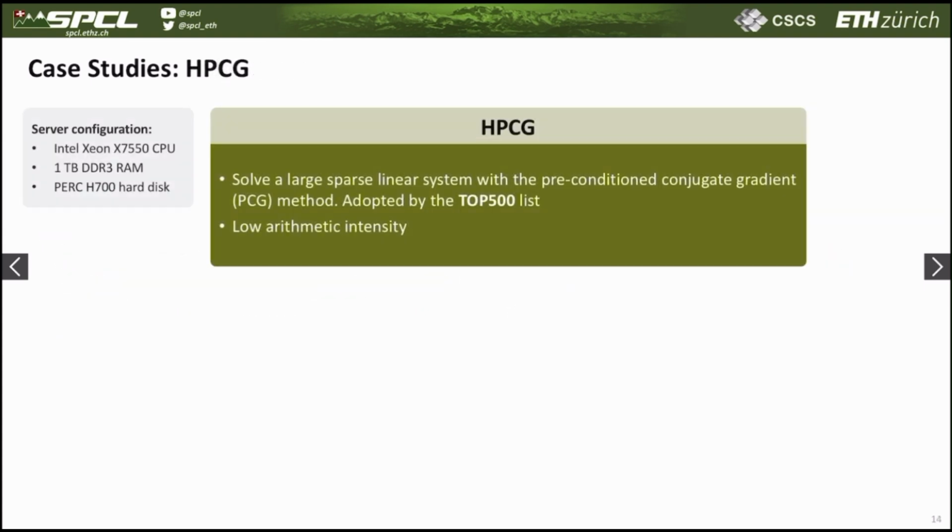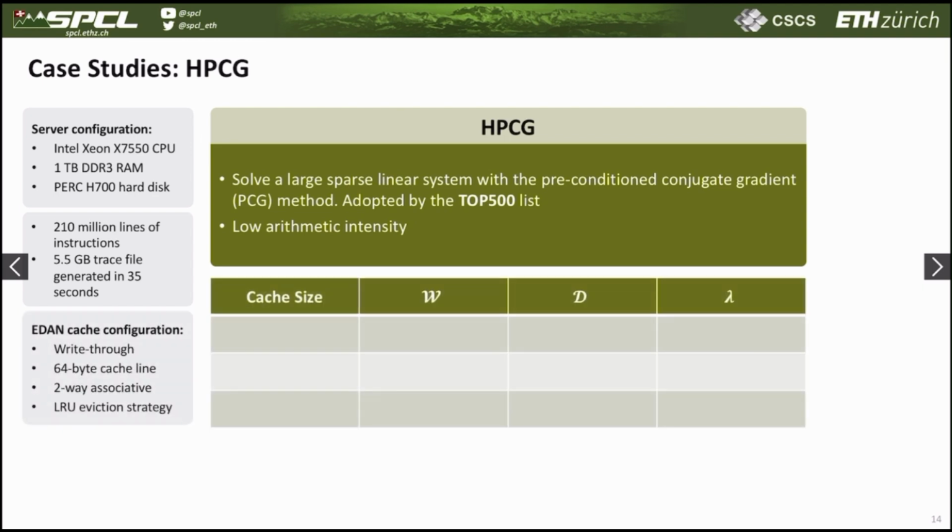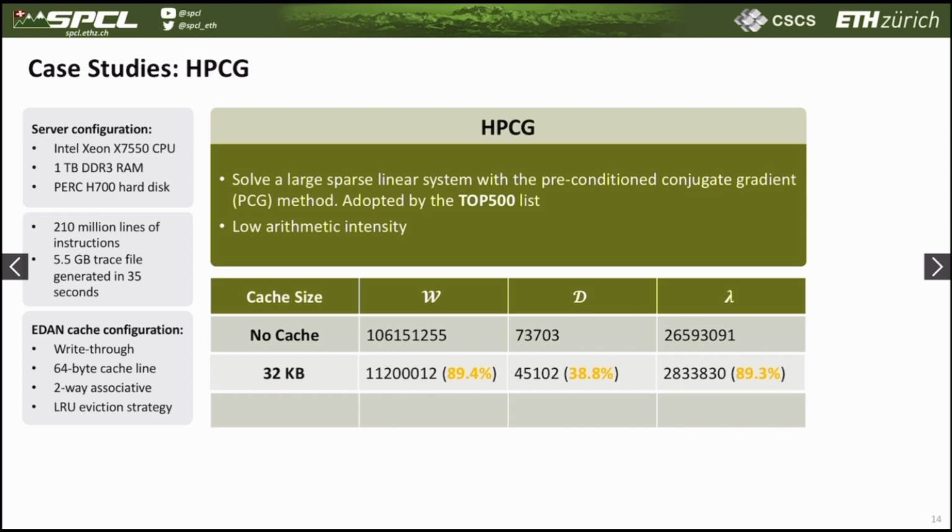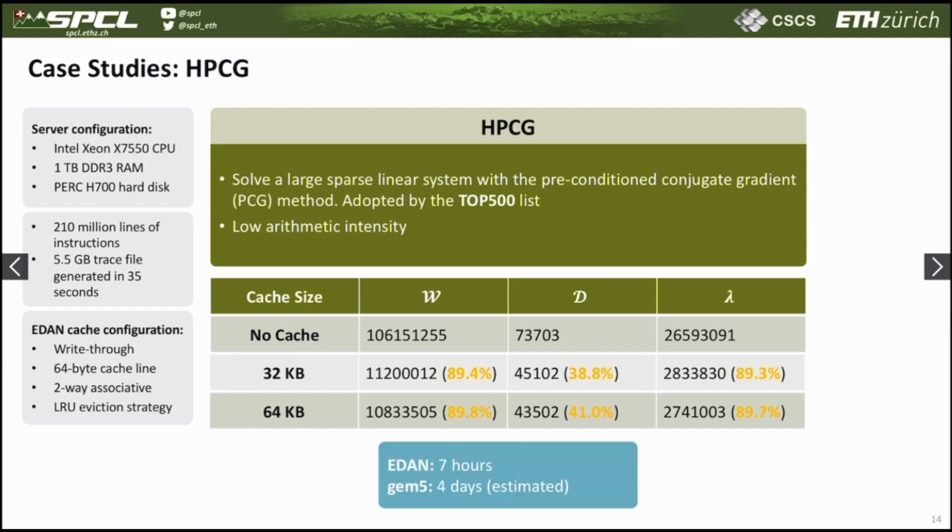Okay, another thing that we did is what about the effect of the cache size? So here we took the HPCG benchmark and we ran memory latency sensitivity analysis for different cache sizes, so either no cache or a 32 kilobyte cache or a 64 kilobyte cache, and we can see that for the HPCG code at least, this didn't have a big impact on memory latency sensitivity, which was interesting. It could be that if we increase the cache size a lot more, then this would look different. But this is another example for what EDAN can do.